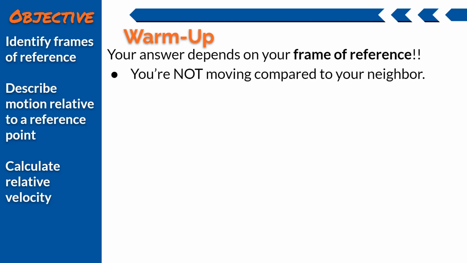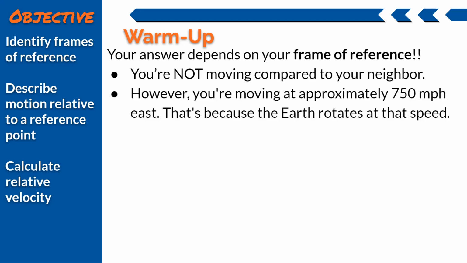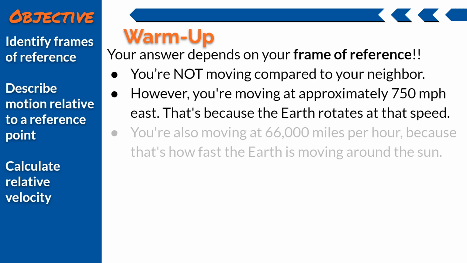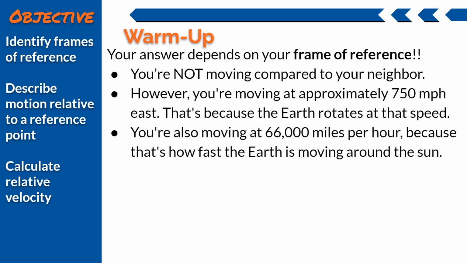So most of you said this, you're not moving compared to your neighbor because from your perspective, yeah, sure, you're not moving anywhere, neither are they. However, you could have told me that they were moving at 750 miles per hour because that's how fast the Earth is rotating, and technically you're on the Earth, and therefore you are moving at that speed as well if your frame of reference is from outside of Earth looking at the Earth. You're also moving at 66,000 miles per hour because that's how fast the Earth is moving around the sun as it revolves. Okay, so you could have said that. Again, different frame of reference.